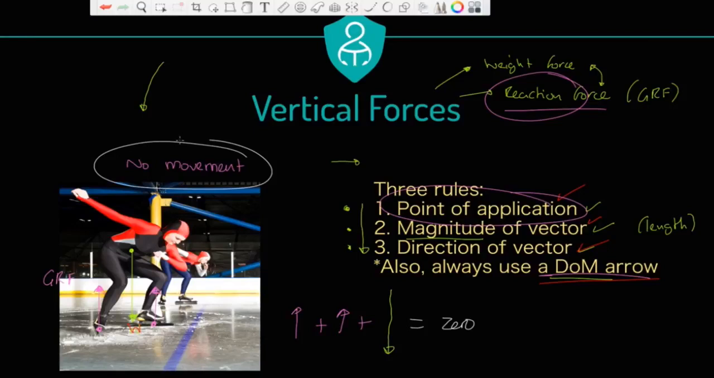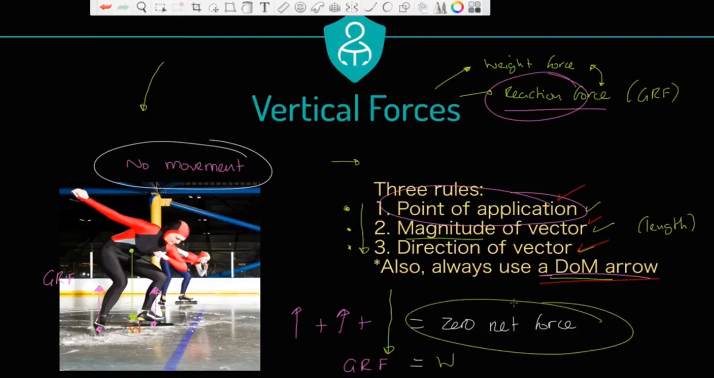No movement. Now, in this example then, we've got 2 upwards vectors, the ground reaction force, and 1 larger weight force vector, and that produces a situation of 0 net force. Well, why is that the case? The reason is because we can say ground reaction force equals weight. Would you agree? Ground reaction force equals weight. And because of that, we call that zero net force.